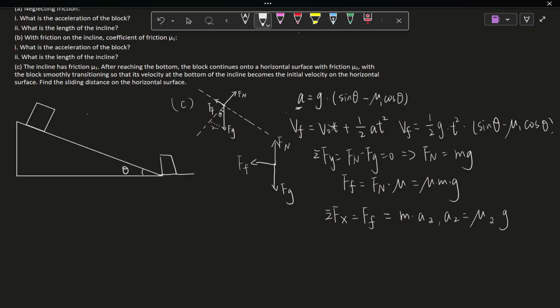So now we've figured out the acceleration. We know the initial velocity, which is over here. We're trying to find the distance it travels, so we can use the formula v squared equals v naught squared plus 2ax.